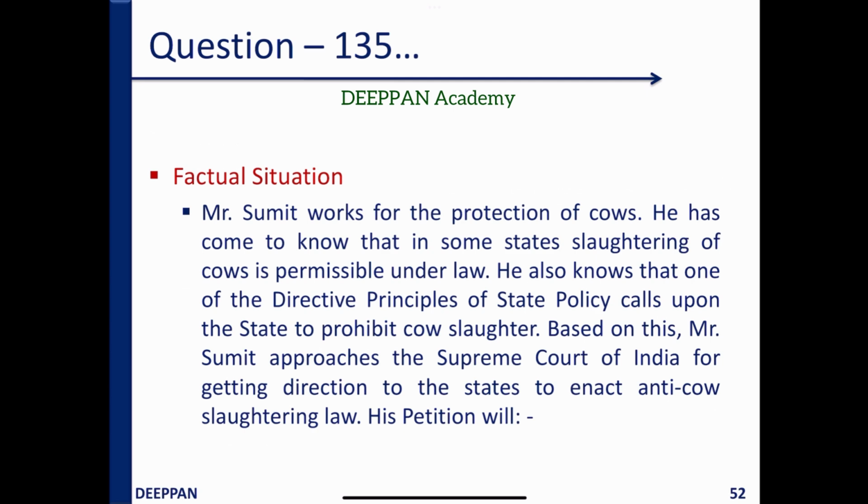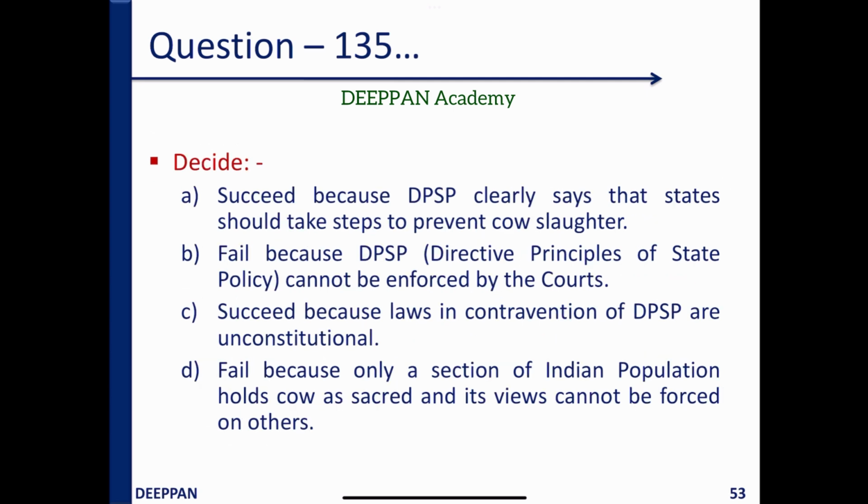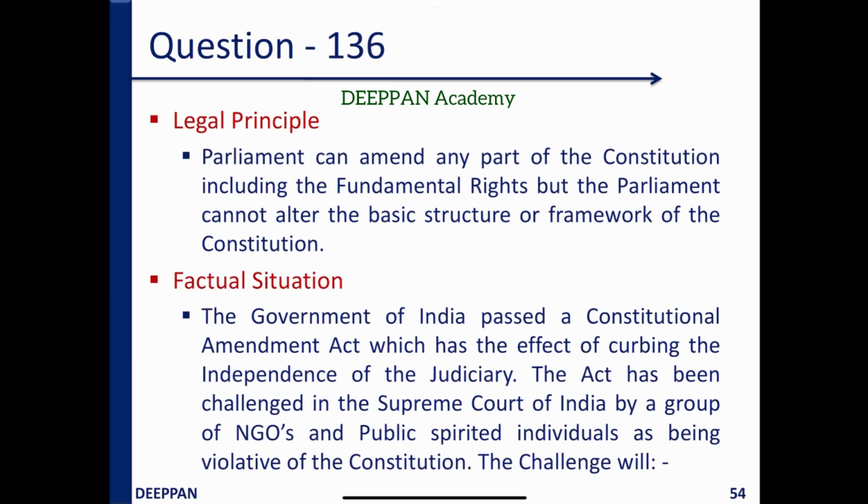Based on this, Mr. Sumit approaches the Supreme Court of India for getting direction to the states to enact anti-cow slaughtering law. His petition will fail because DPSP cannot be enforced by the courts.